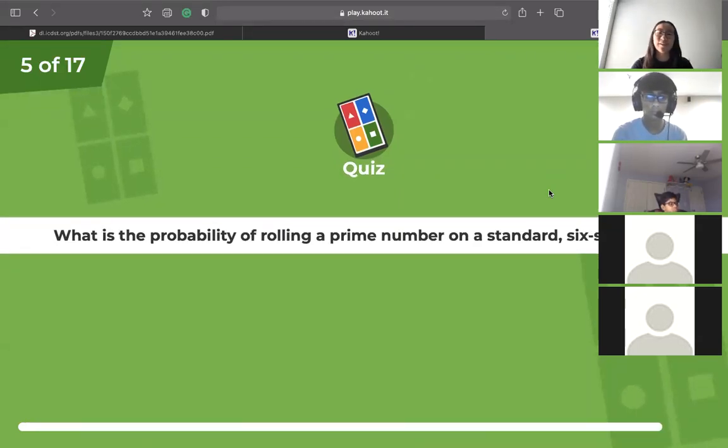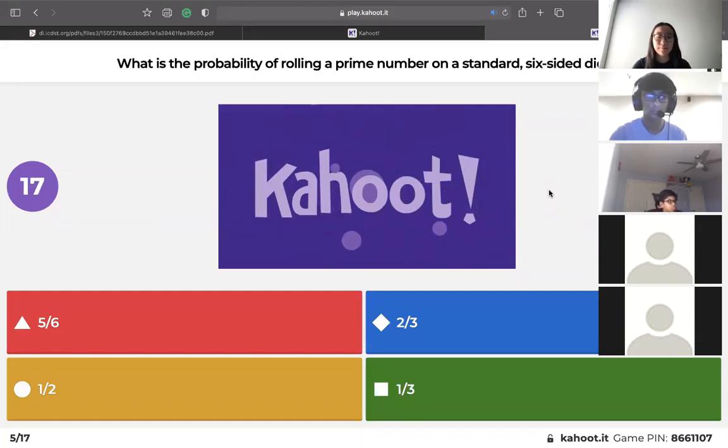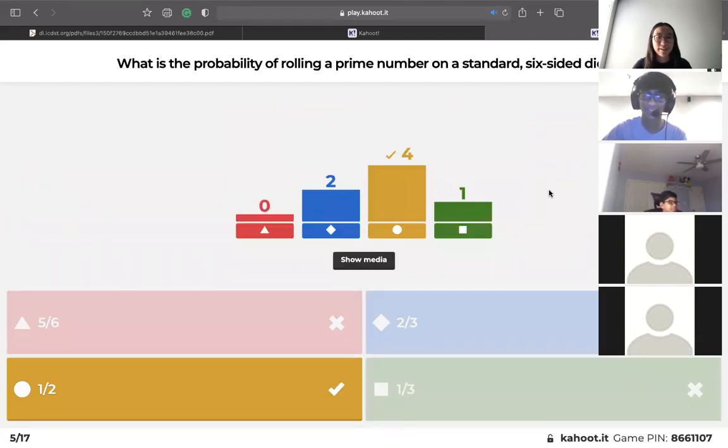Ooh, now this one is kind of tricky because there's a specific number. I think it's 2/3, right? Because it's 1, 2, 3, and 5. This is the fatal mistake of counting 1 as a prime. Oh, one person put green. Remember, 1 is not a prime number. That's where most people go wrong with this question. It's going to be 2, 3, 5, and then there's 3 possibilities over the total of 6. So it's going to be 1/2.